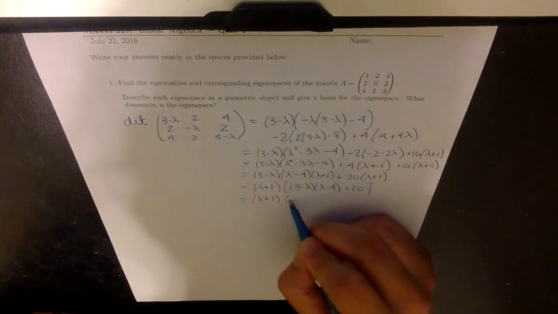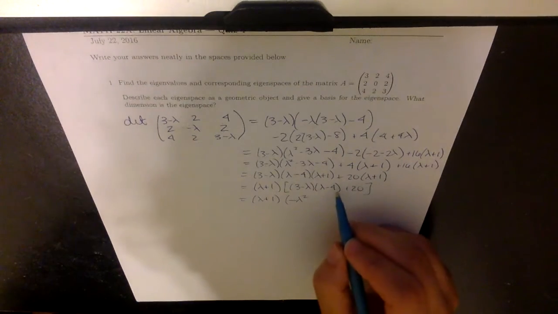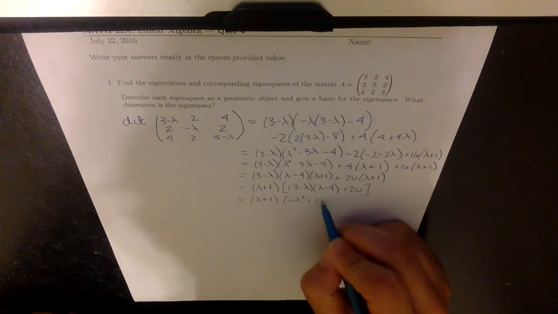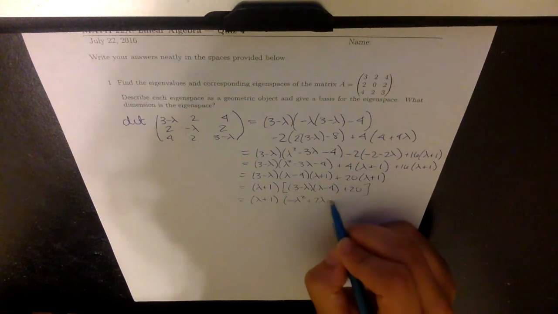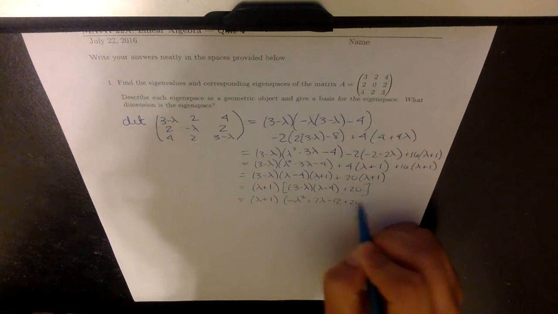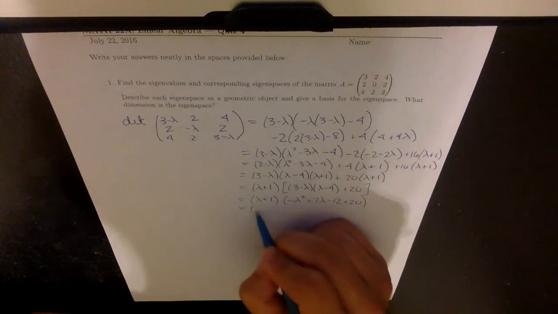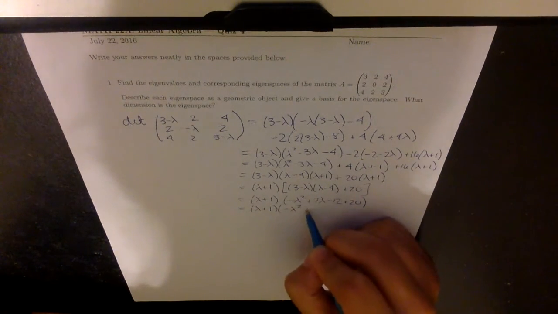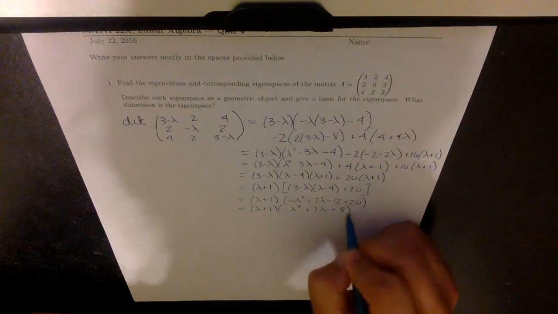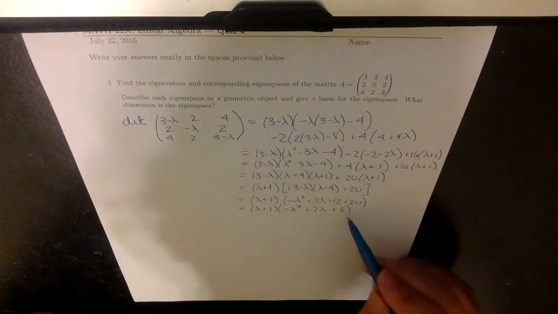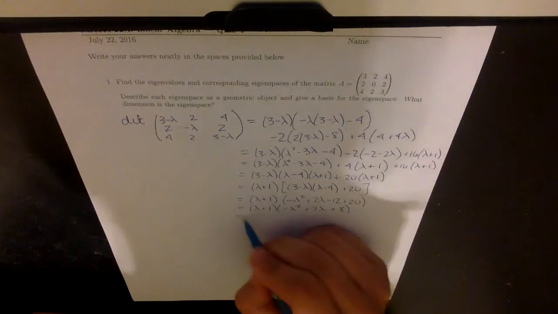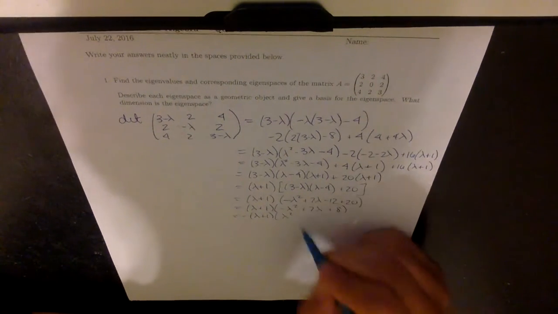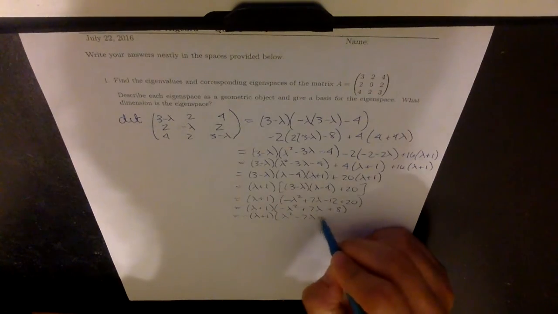So I'm going to get a minus lambda squared. I get plus 4 lambda plus 3 lambda is plus 7 lambda minus 12 plus 20. So lambda plus 1 times minus lambda squared plus 7 lambda plus 8. Now I want to factor out this minus so that I can factor this really easily. Lambda squared minus 7 lambda minus 8.